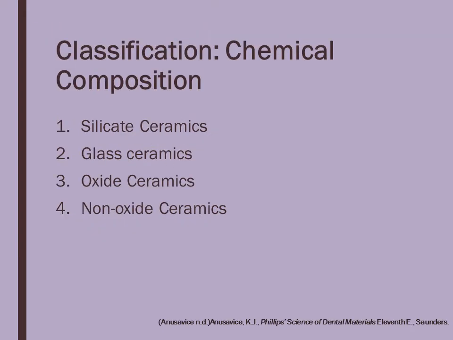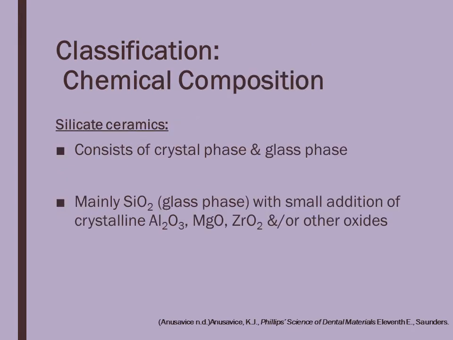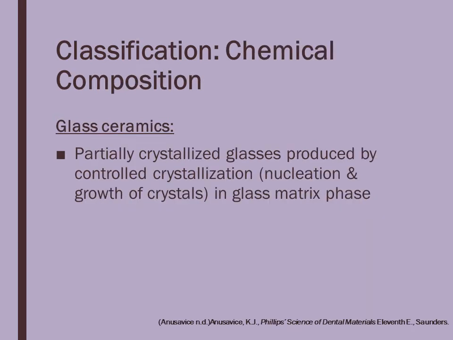Now let's discuss the classification. Firstly, according to the chemical composition, they may be classified as silicate ceramics, glass ceramics, oxide ceramics, and non-oxide ceramics. The silicate ceramics consist of a crystal phase and glass phase, mainly a silicon dioxide glass phase with small additions of crystalline aluminum oxide, magnesium oxide, zirconium oxide, and or other oxides. An example is dental porcelain, which is typically silicate.